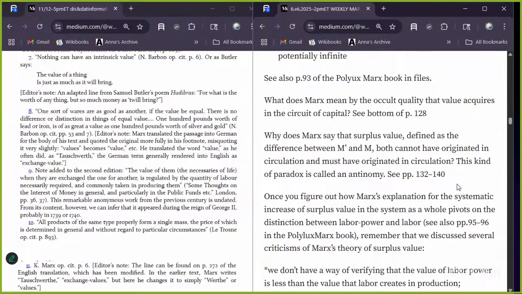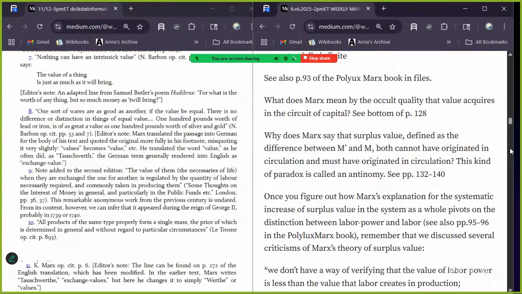Now, this antinomy is actually kind of important because it goes, logically, back to Hegel, but we won't go there for the moment. Once you figure out how Marx's explanation for the systematic increase of surplus value in the system as a whole pivots on the distinction between labor power and labor, remember that we discussed several criticisms of Marx's theory of surplus value.